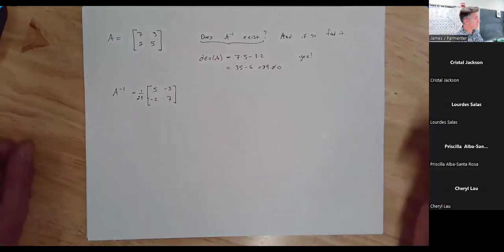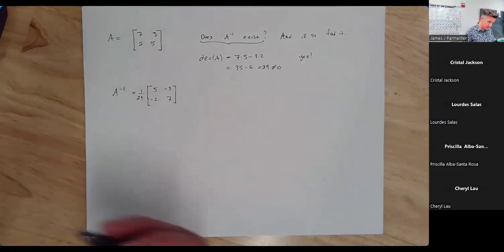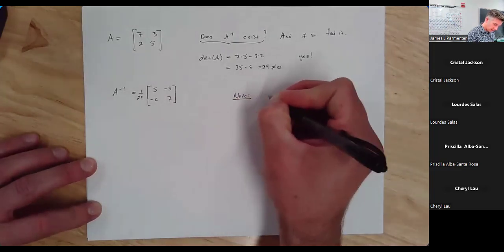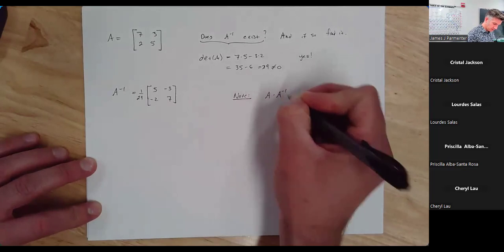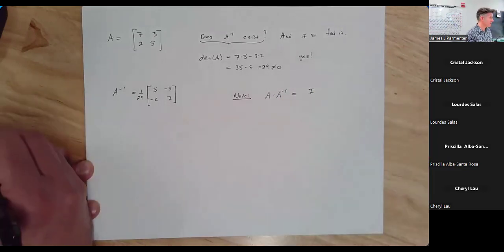Something that I haven't said yet, but that I should say, is the thing that's special about an inverse is that when you multiply a matrix by its inverse, you end up with the identity matrix. So just as a quick note, A times A inverse is equal to the identity matrix. Let's actually check that out and see if that works.